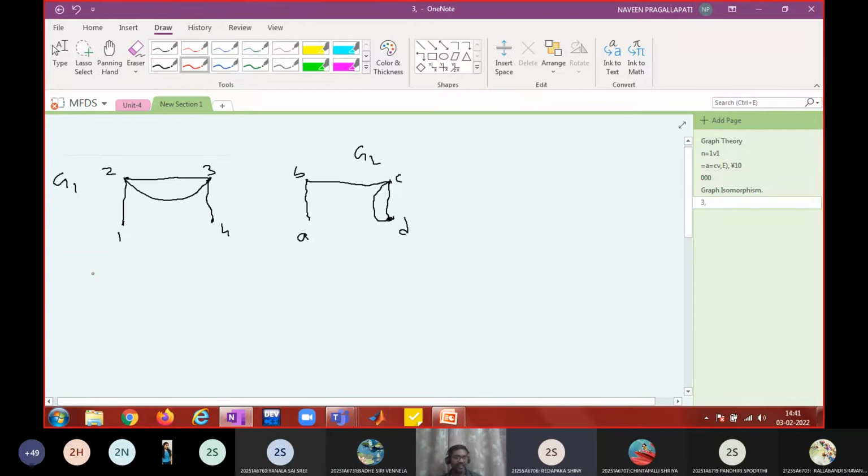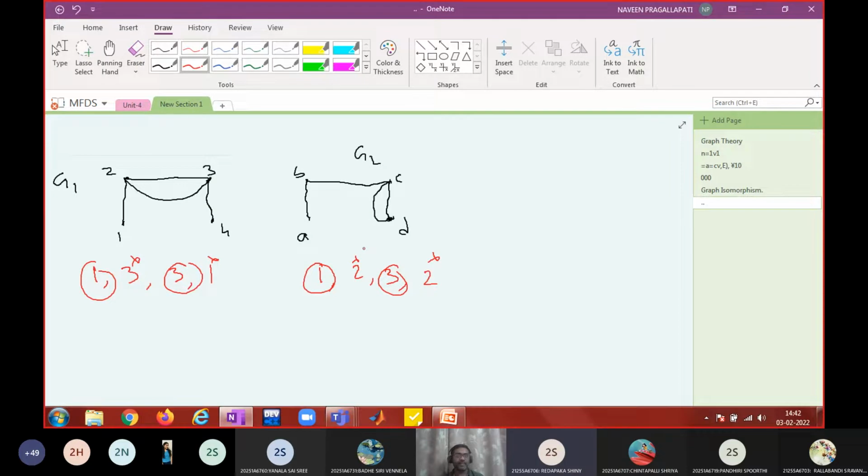Your observation is very good. What is the degree sequence of this? 1, 3, 3, 1. What about this? 1, 2, 3, 2. You can see 1, 1 is there, 3, 3 is there. But these two are not matching. So when the degree sequences are different, they cannot be isomorphic. You cannot establish the isomorphism.